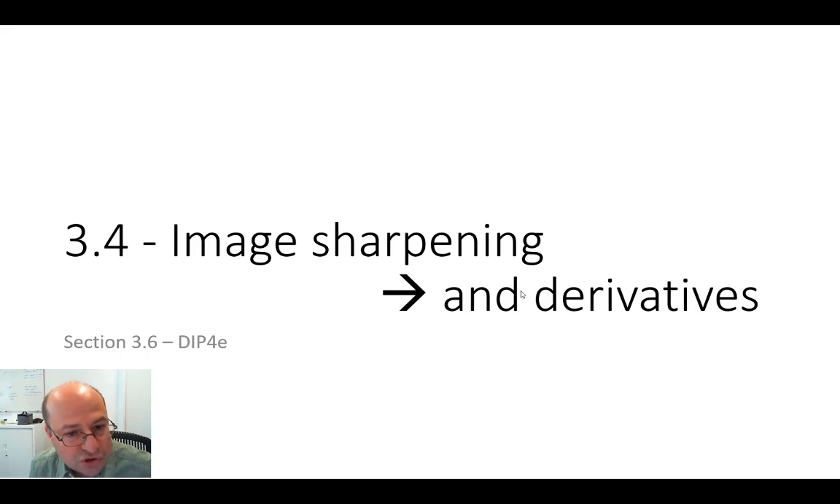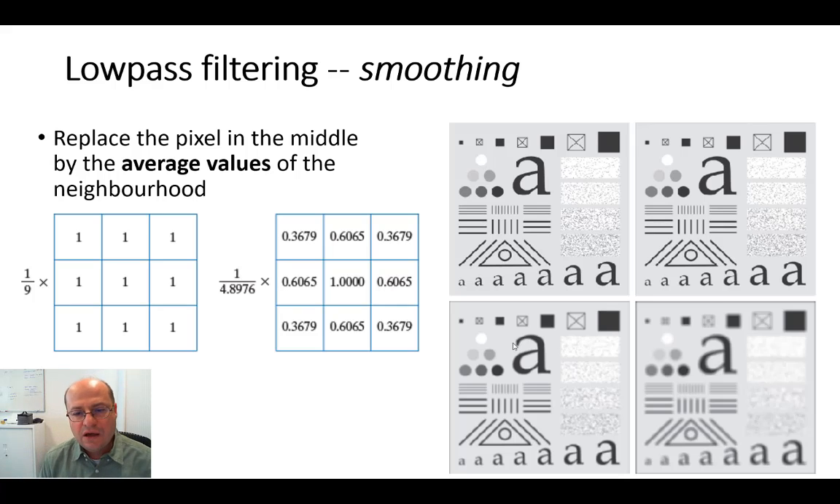Let's talk about image sharpening today. Before that, let's have a look at what we've seen in the previous video. We're talking about low pass filtering, also called smoothing. It causes a smoothing action on the input image.